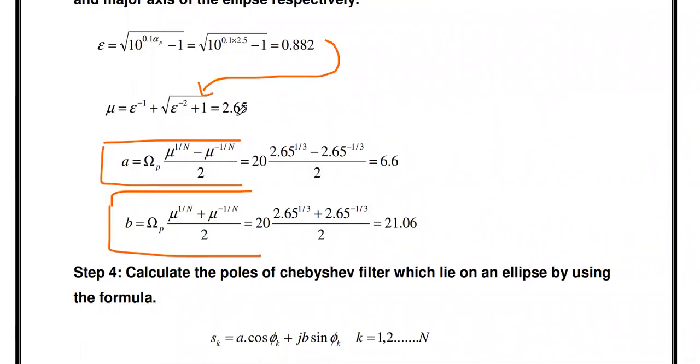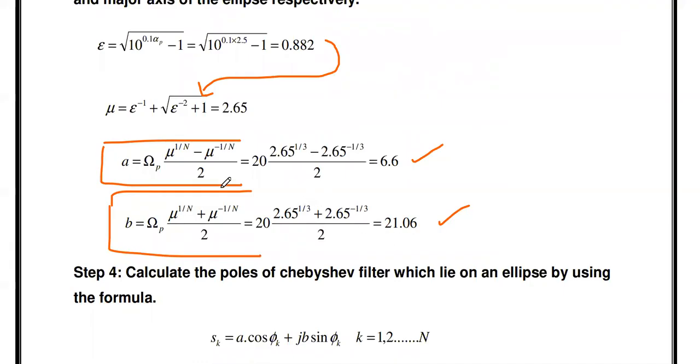Then you substitute the mu value and n value. N here is 3. Okay, the order of the filter is 3. So you substitute the mu value and omega p value in the A and B formulas. We get A is 6.6 and B is 21.06. A is the minor axis, so you get a lesser value. B is the major axis, so 21.06.